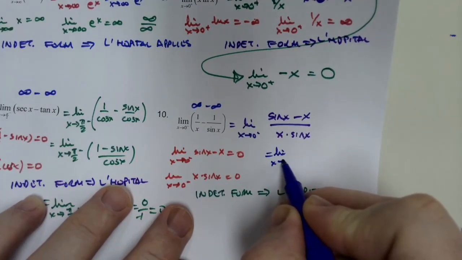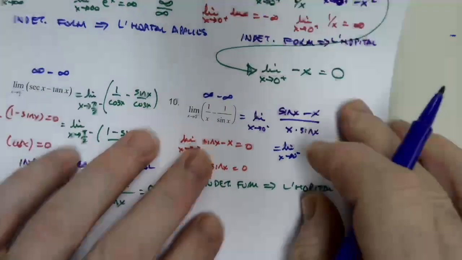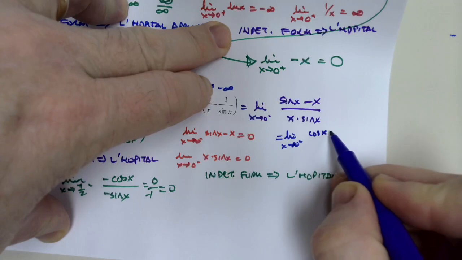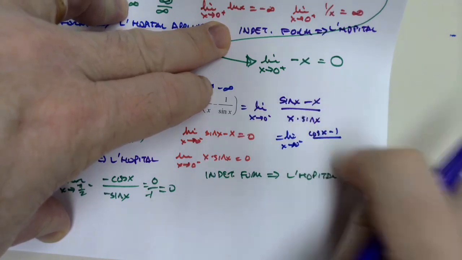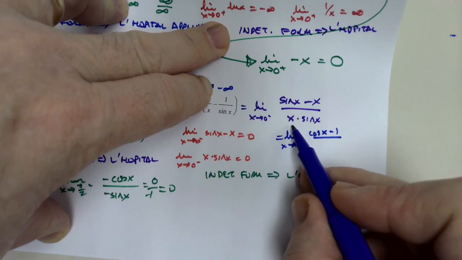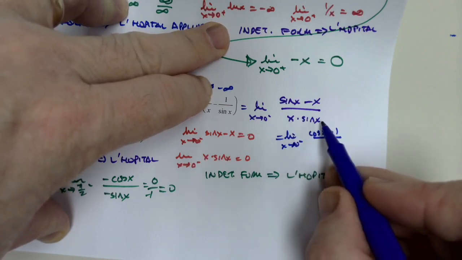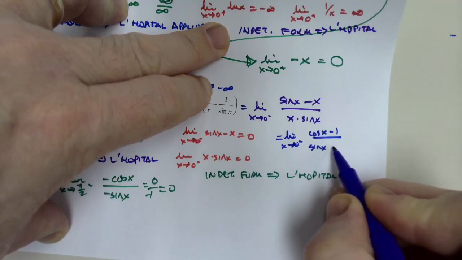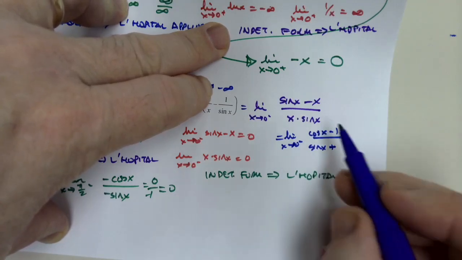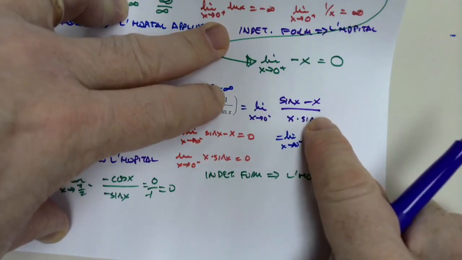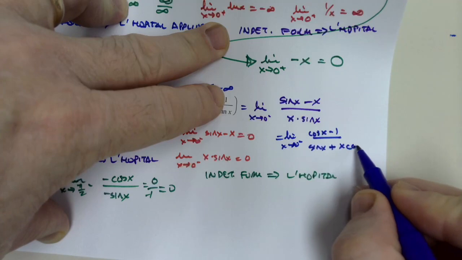Limit as x goes to 0 from the left. The derivative of sine is cosine of x minus 1, derivative of x. And then we do have a product rule here. Derivative of the first, keep the second: 1 times the sine of x. And then plus, product rule, keep the first, x, times the derivative of the second, which is the cosine of x.